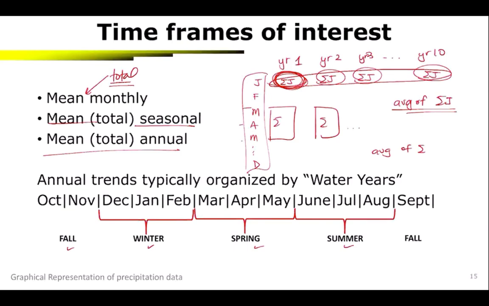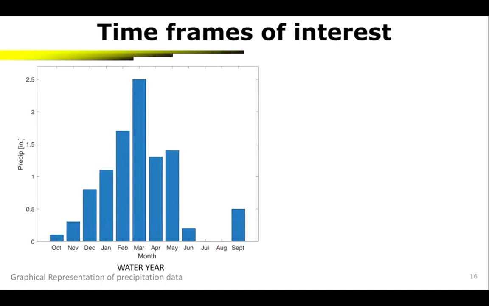Also, hydrologists typically use what are called water years. So we would organize our time sequence into this time frame that I show here, where we're showing data from October, November, December, January, February, March, all the way to September. I know it seems a little strange, but I'm going to show you on the next slide why we do that. So this is a graph of the total monthly precipitation for a site.